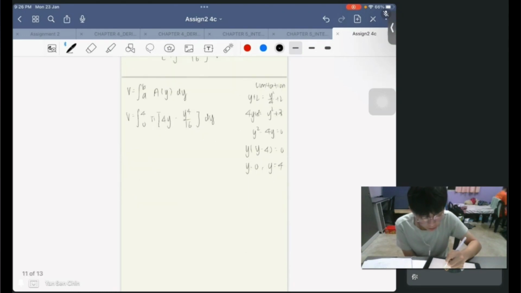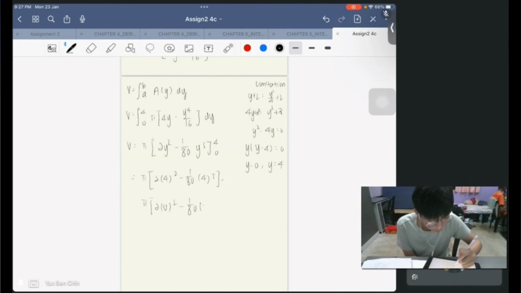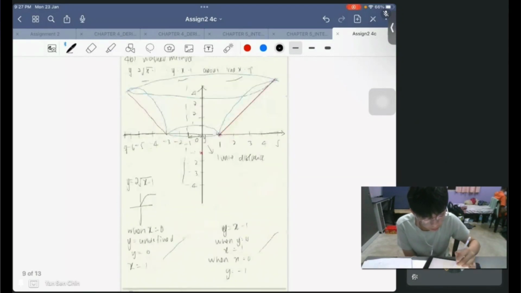So we get something like this. And we solve it. So we solve it with integration. It finally will become 2y squared minus 1 over 80 y to the power 5, from 0 to 4. Substitute 4 and 0 into the formula. So finally, okay, so substitute them inside, and we minus them. So finally, we will get the volume of this.